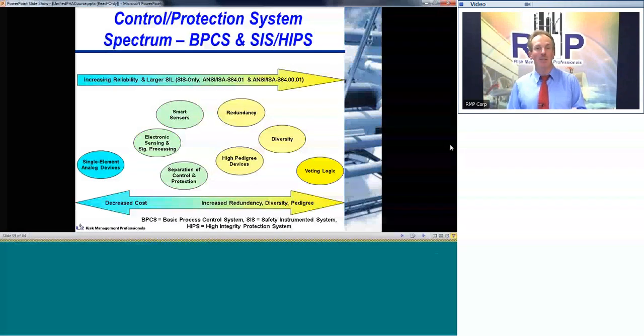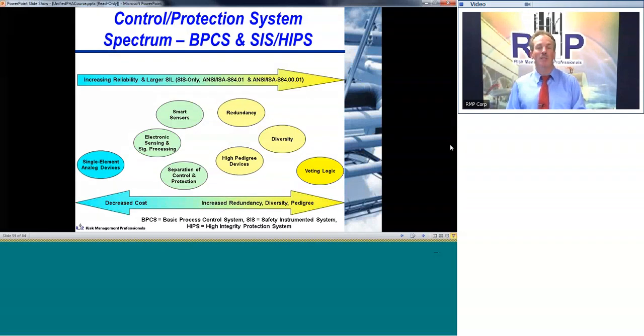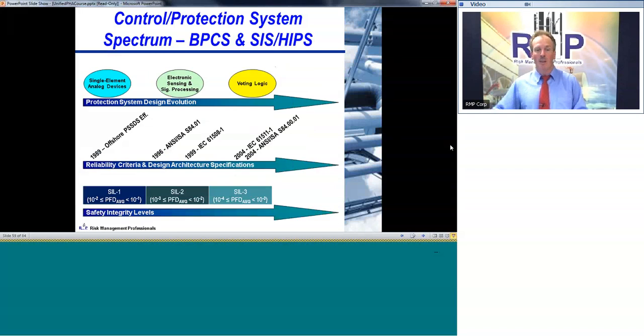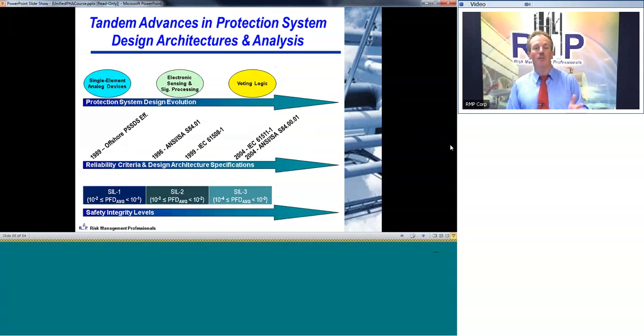At the high end, you've got guidance documents, some of them listed on the screen for your reference, that are designed to provide you with an idea of the reliability of some of your SIS or HIPS systems, and use that to help identify whether they are adequate or not. When you're looking at the evolution of these things over the years, from single element analog devices to more modern systems, there are various guidance documents in place that help you identify the reliability that applies to these different systems. And down at the bottom of the screen, you've also got a relationship between that reliability and what they refer to as SIL levels for safety instrumented systems.